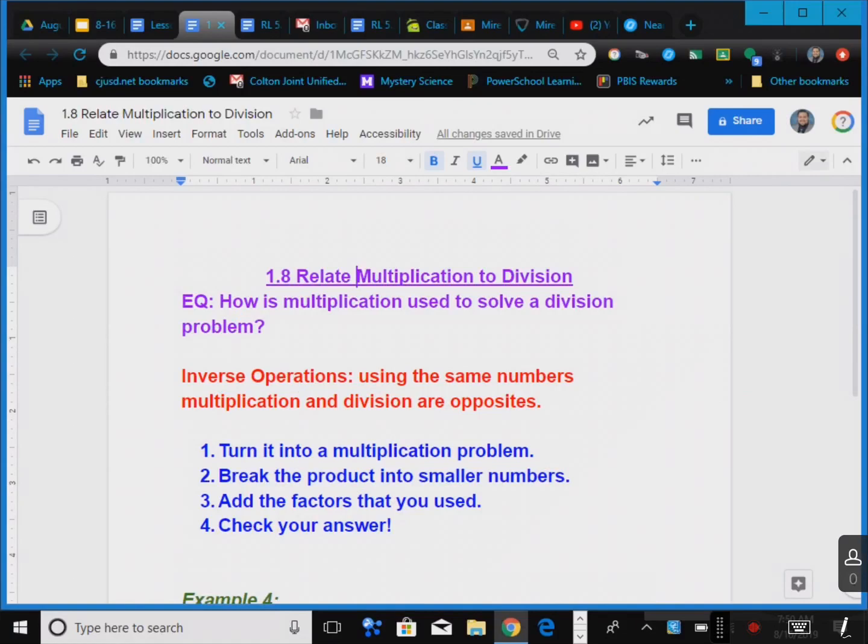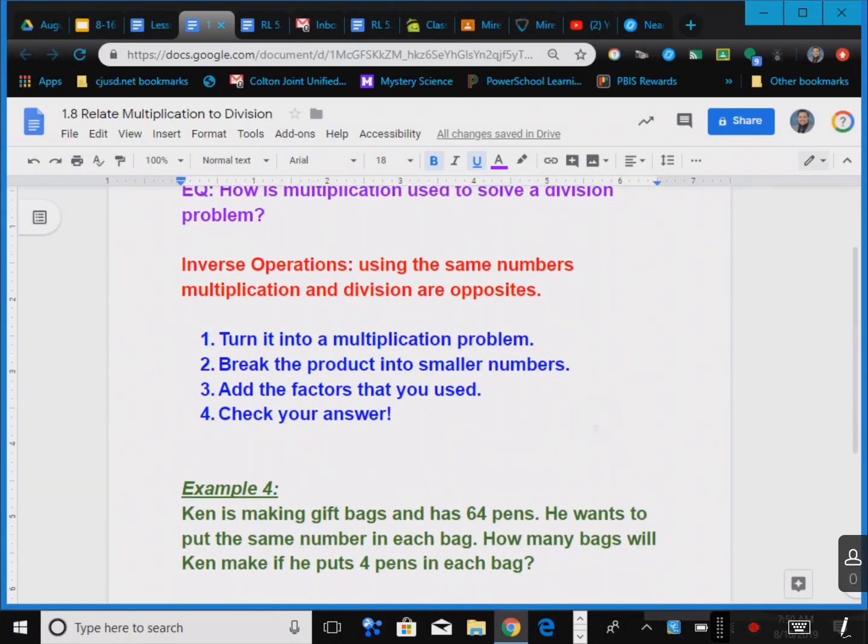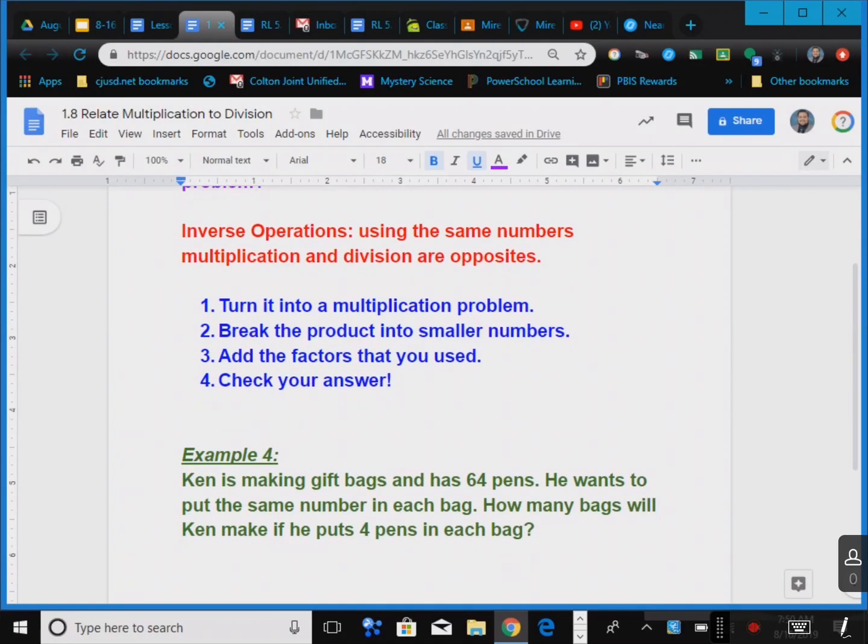It says turn it into a multiplication problem. So when you get a division problem, you're going to turn it into a multiplication problem. You're going to break the product into smaller numbers, numbers that you understand, that you can use. Then you add the factors that you used and you check your answer. We will go over this when we do the actual examples. And we have approximately 4 examples to go over. Okay, so those are the steps.